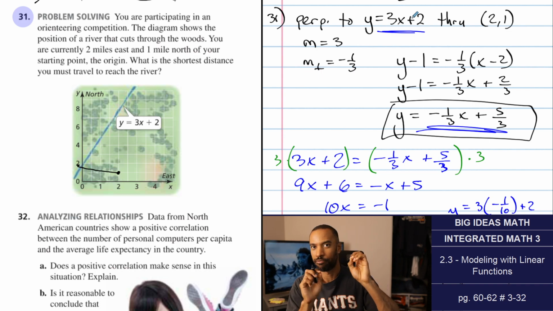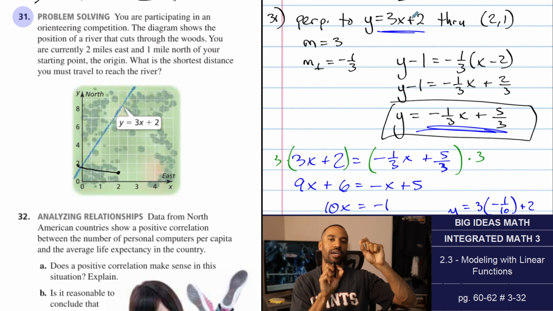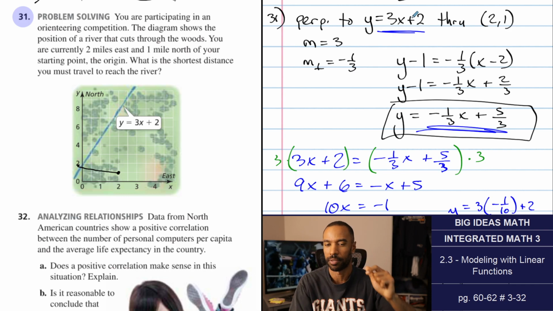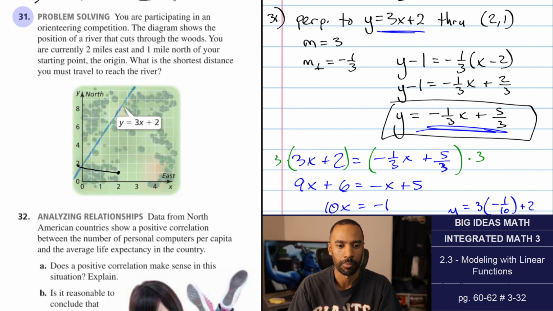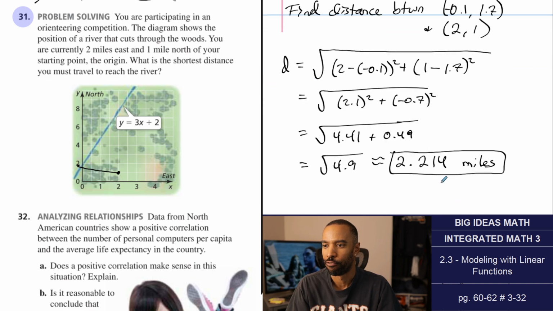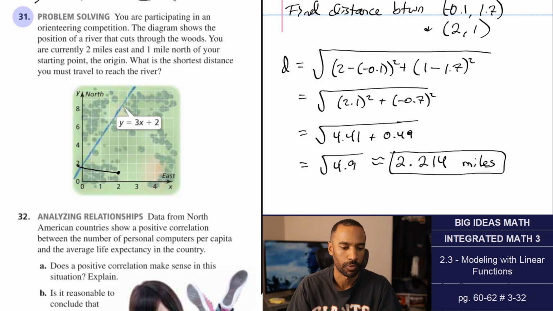That was the negative 0.1, comma, 1.7 value. The distance between uses the distance formula. So that was my whole idea behind everything that I was trying to do with that. And then the answer is in miles. So with all that said, we got to that number, which was about 2.214 miles. So quite a bit of work to get there, but I think we still got there.